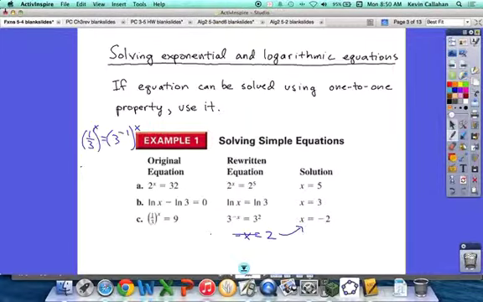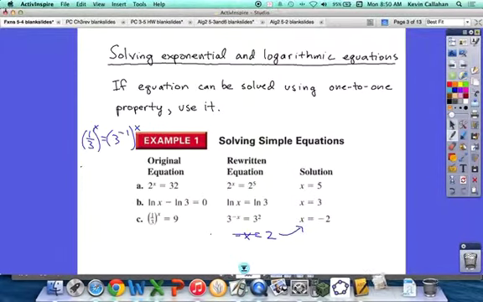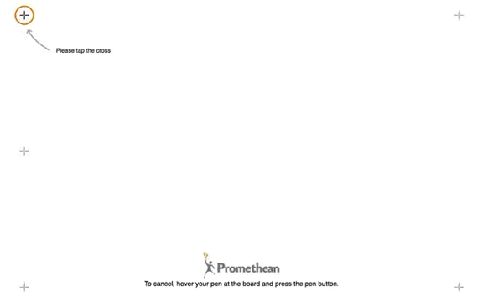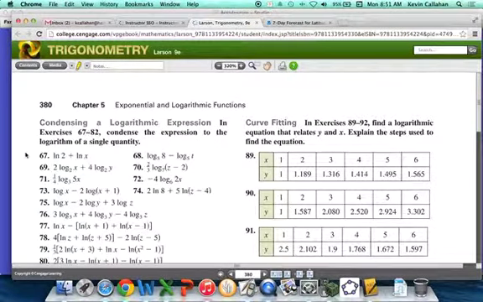Let me see if I can fix this thing because it's causing me trouble. Okay.